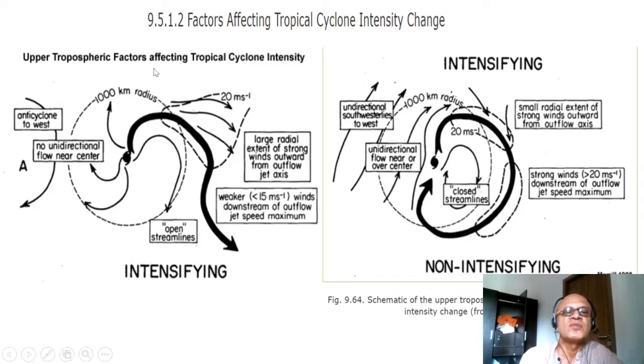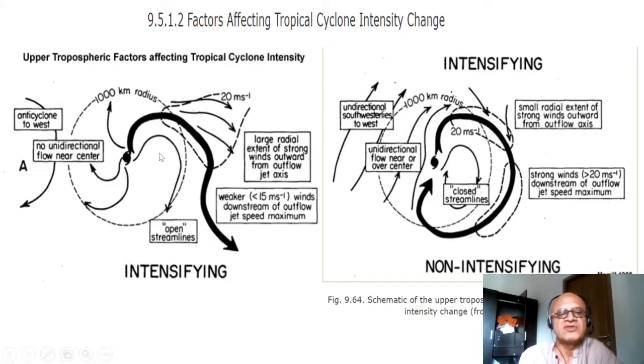So the upper tropospheric factors affecting tropical intensity when it is intensifying: you have the anticyclone to the west, and you have the cyclonic circulation to the east. So this is the upper level, remember, upper troposphere, remember. So there is the 1,000-kilometer radius. So the outflow is obviously anticyclonic, as opposed to the inward bound cyclonic circulation near the surface.